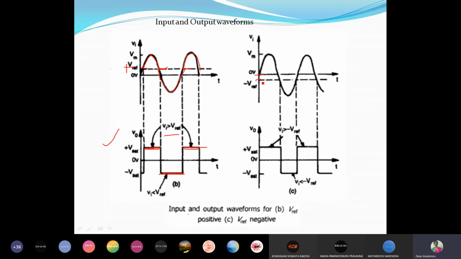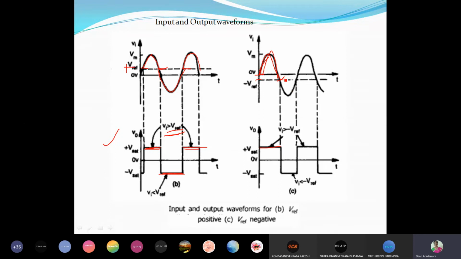Now what will happen? As long as the input voltage is less than the reference voltage... So now you observe, this is the input voltage. Input voltage is greater than reference voltage. So Vin is greater than reference voltage, so output will be at plus VSAT. Vin is from 0 and reference voltage is some minus 1 volt or something. Therefore from here to here, output will be at plus VSAT.